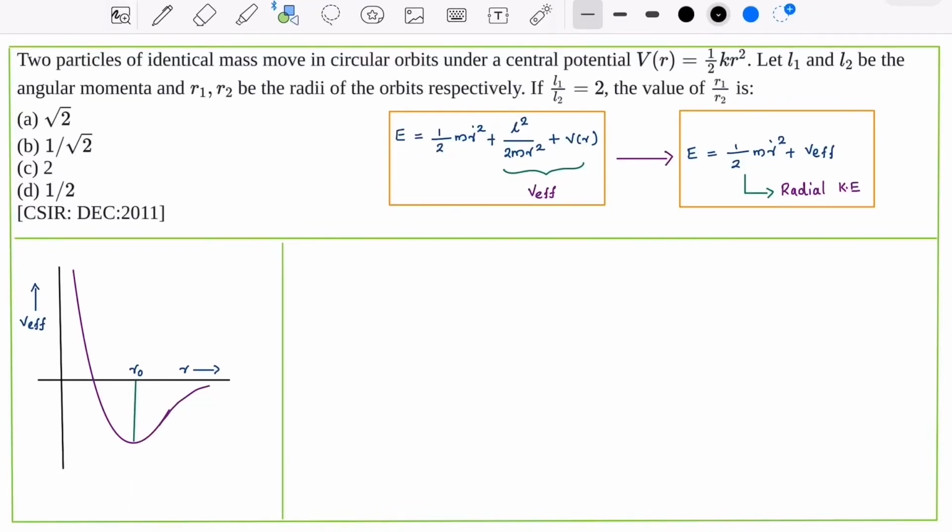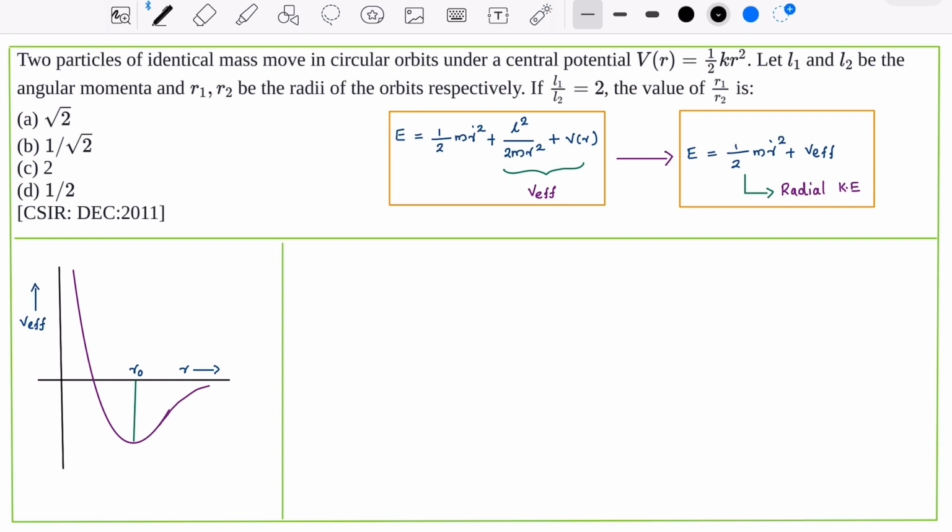Problem 156, Classical Mechanics. The question is, two particles of identical mass move in circular orbits under a central potential V of r is equal to half kr square. Let L1 and L2 be the angular momenta and R1 and R2 be the radii of the orbit respectively. If L1 by L2 is equal to 2, the value of R1 by R2 is.